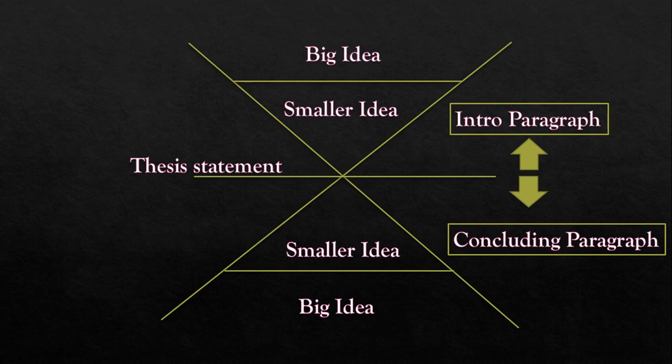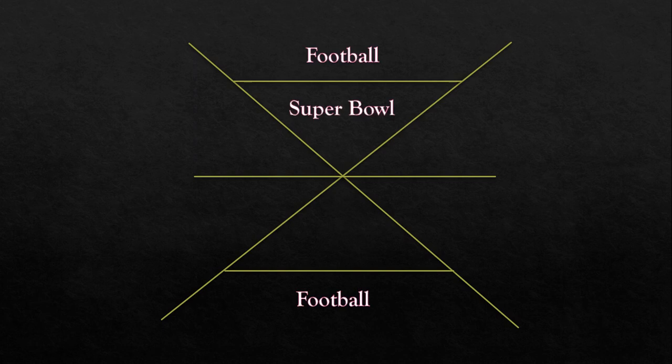And I know this might sound confusing at first, and it might not make sense. So let's take a look at what it would look like if I were writing a paper. So here's my empty graphic organizer. Let's say I wanted to write a paper about the Kansas City Chiefs. So my big idea is going to be football in general. And then I could segue into a smaller idea about the Super Bowl.